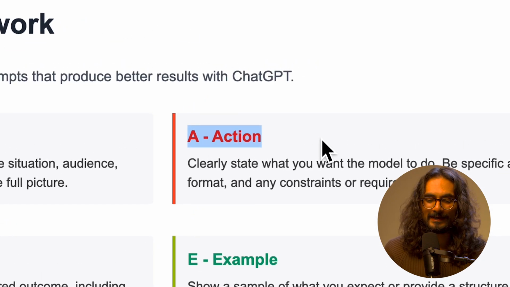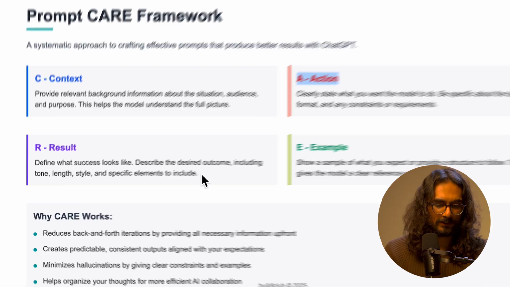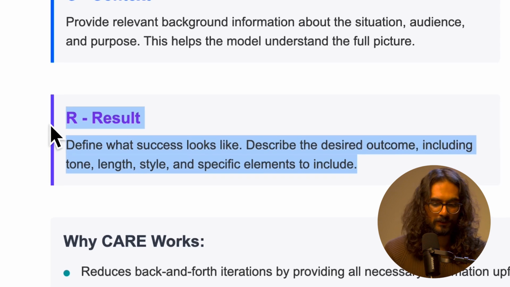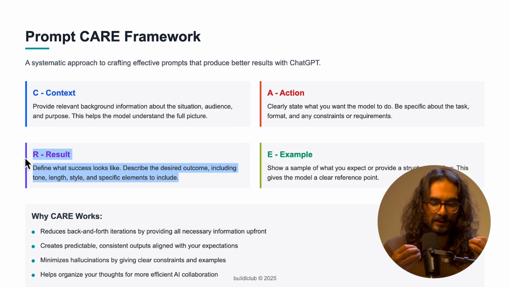Action. Clearly state what you want the model to do. So be specific about the task, format, and any constraints or requirements. We'll talk about what an action looks like, and then results as well. So what is the result? What does success look like? Describe in much detail what the outcome looks like.